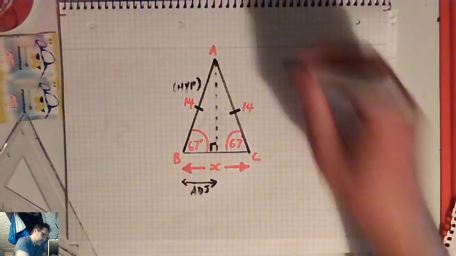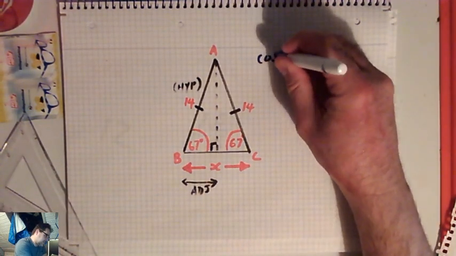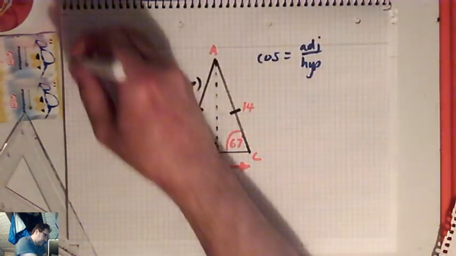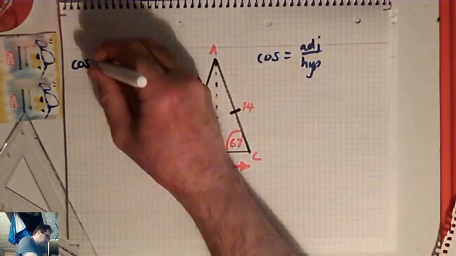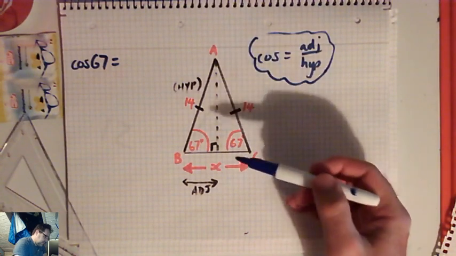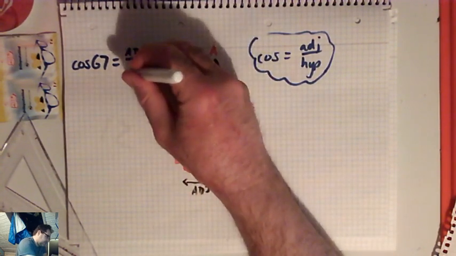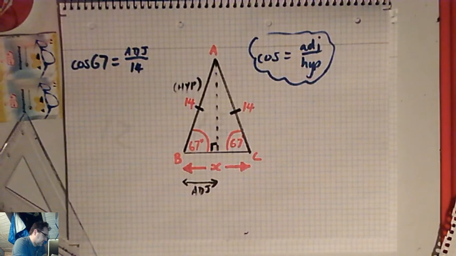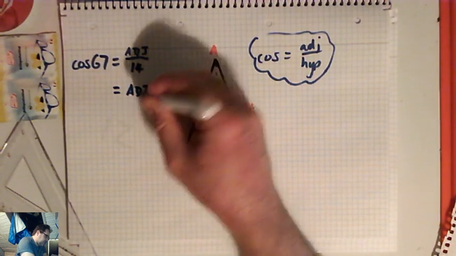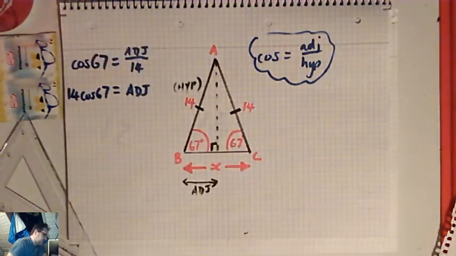That's cos, isn't it? So I struggle to remember that for a second. Cos equals adjacent over hypotenuse. I'm going to go over here with this. Cos of 67 in this case is adjacent over hypotenuse. So let's just call it adjacent. So equals adjacent over, and then the hypotenuse is 14. So cos 67 equals adjacent over 14, and I'm going to multiply both sides by 14 to get the adjacent side on its own. So 14 cos 67 is the adjacent.